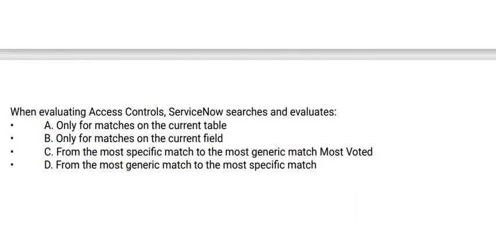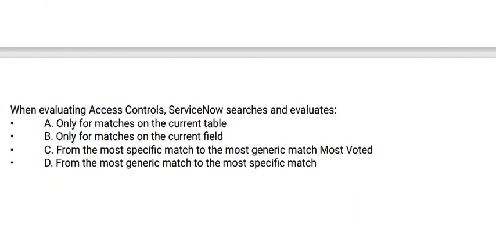Next question is, when evaluating access controls, ServiceNow searches and evaluates: Option A, only for matches on the current table. Option B, only for matches on the current field. Option C, from the most specific match to the most generic match. And option D, from the most generic match to the most specific match. And the correct answer is option C.